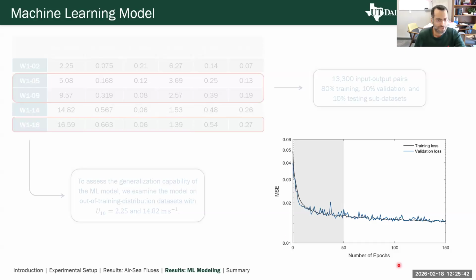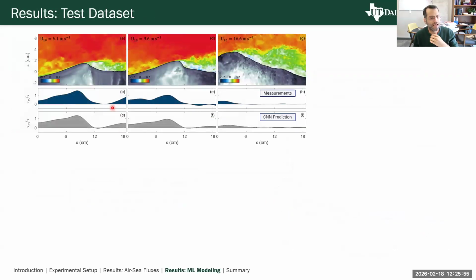So this is the convergence of the model that shows the mean square error compared to the epoch. The epoch is technically the iteration that the training happens over there. And here's an example of how this model is working. So I have an example.